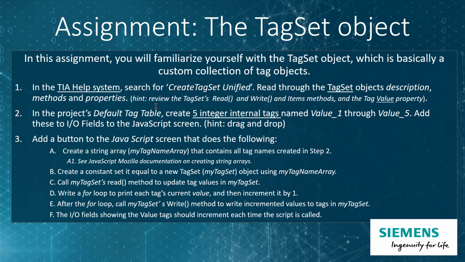Then write a for loop to loop through all the tags in your tag set and print each tag's current value, and then increment it by 1. After the for loop, call myTagSet's write method to write the incremented values that you stored in the value property directly to the tags in the tag set. The I/O fields on the screen should show the value tags incrementing every time you press the button.